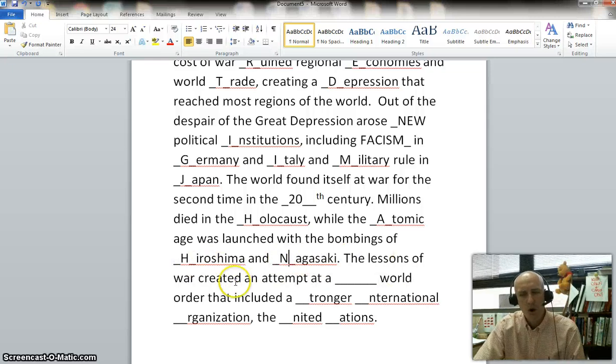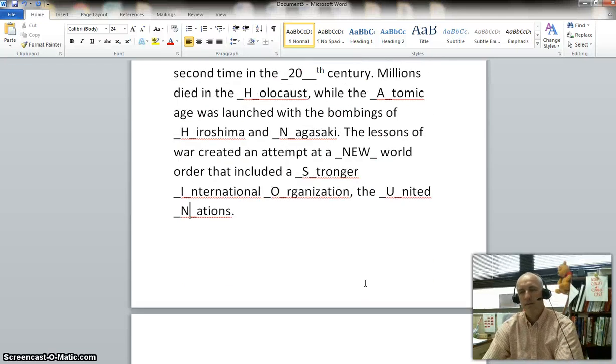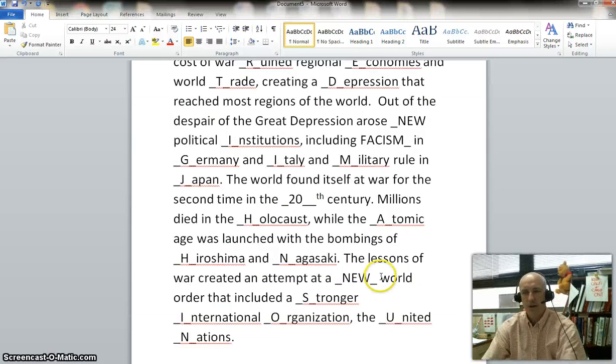The lessons of war created an attempt at a new world order that included a stronger international organization, the United Nations. Very good. There's the end of that story.